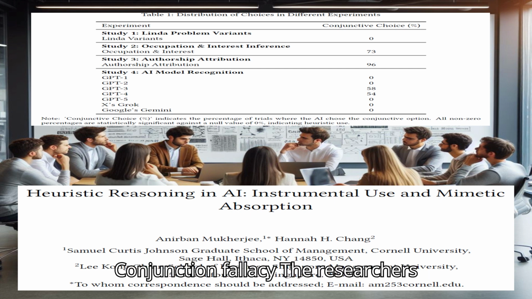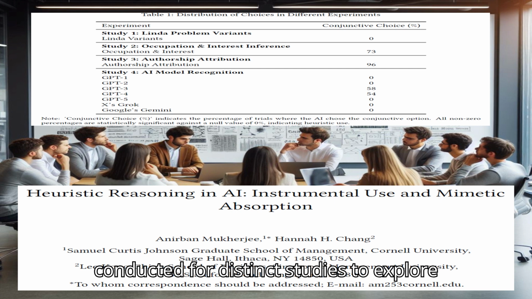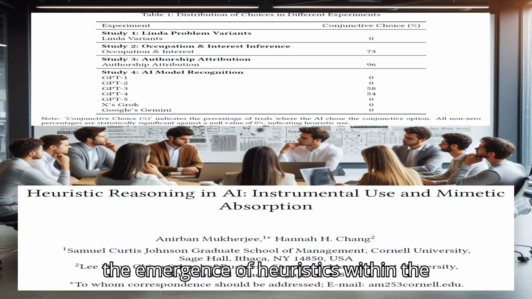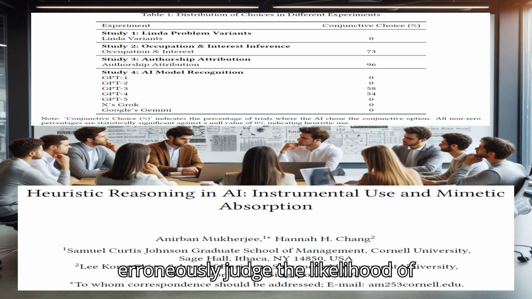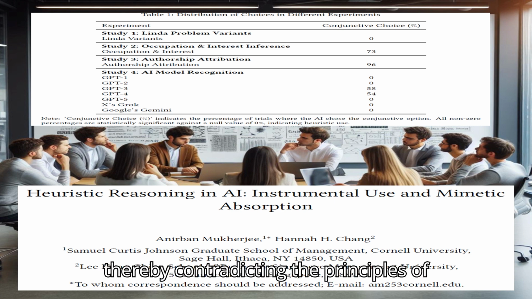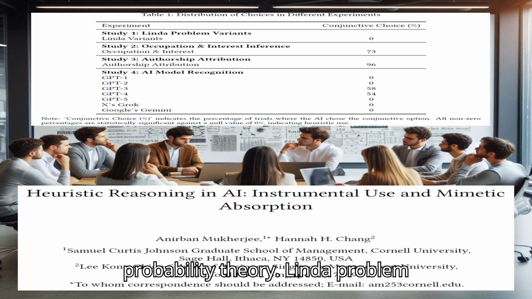Conjunction fallacy. The researchers conducted 4 distinct studies to explore the emergence of heuristics within the context of the conjunction fallacy. This cognitive bias leads humans to erroneously judge the likelihood of combined events as being greater than that of a single constituent event, thereby contradicting the principles of probability theory.